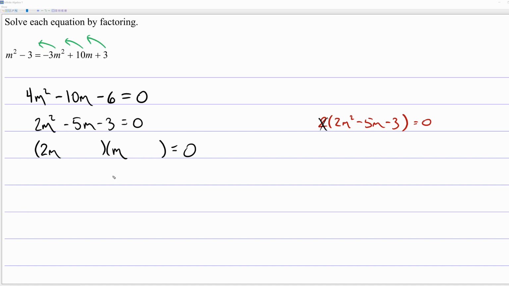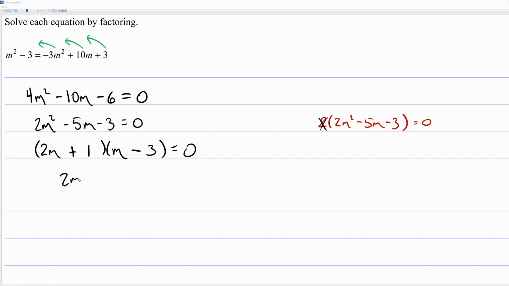So with some trial and error and some mental math, I think this is going to be minus 3 and plus 1. So 1 times negative 3, that is negative 3. When you test the outside and the inside, 2m times negative 3 is negative 6m. 1 times m is m, so negative 6m plus m is the negative 5m that you want. So we factored the left-hand side.